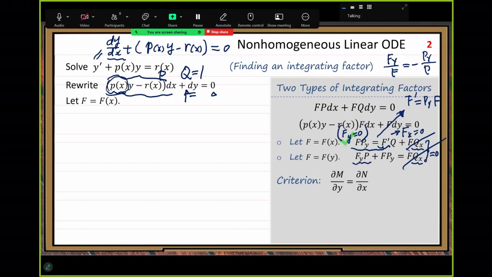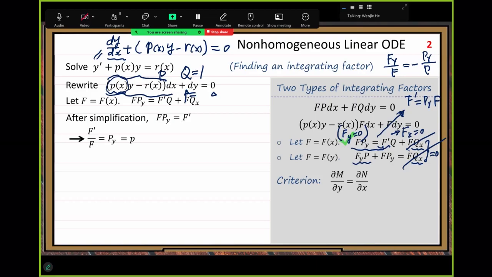Then let f equals f of x. So we get that equation. After simplification, the q last term is gone. After simplification, we get this one, and solve, because partial capital P over partial y, that's little p, right? That's little p. Then we can solve this equation easily.